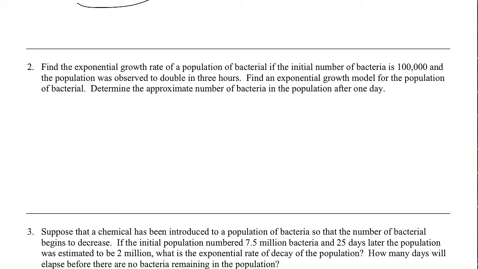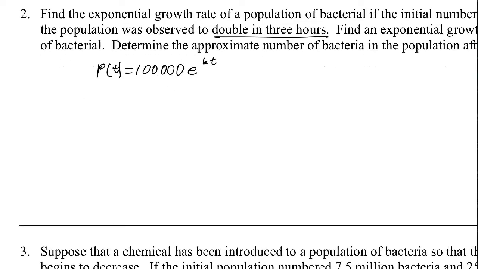So find the exponential growth rate of a population of bacteria where the initial number is 100,000 and the population was observed to double in 3 hours. So I have P of t equals 100,000 e to the kt on the exponential growth model, and then determine the number of bacteria in 1 day. So if I want to find the model, I need to find this value of k such that I can plug in any t and it comes out. So in order to do that, since it doubled in 3 hours, that means I got to 200,000 in 3 hours. So I have 3k up there.